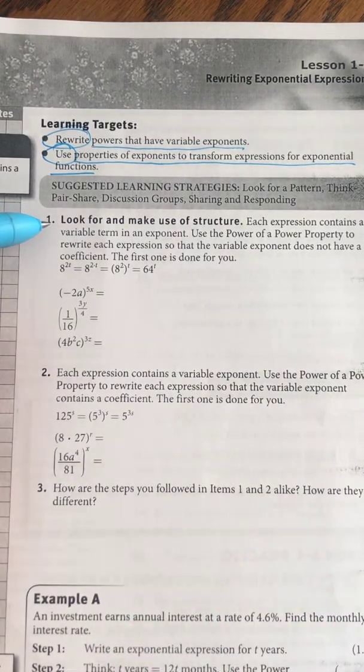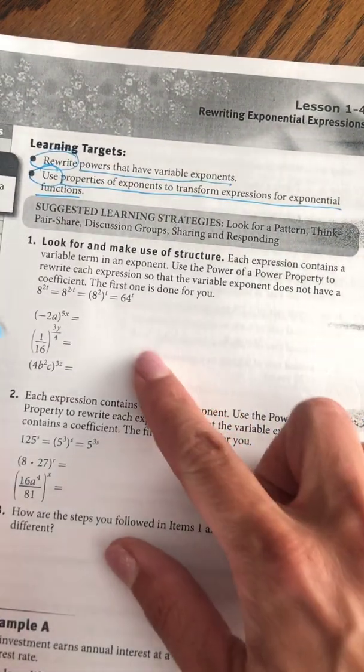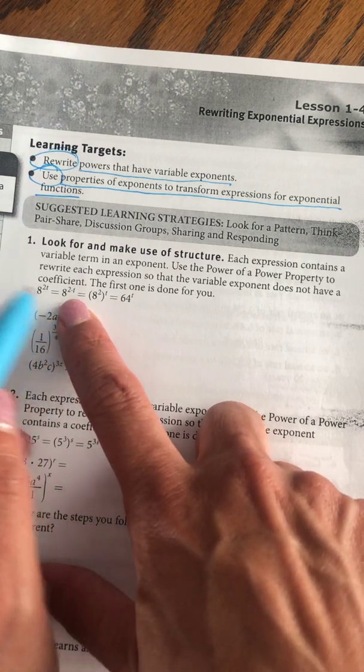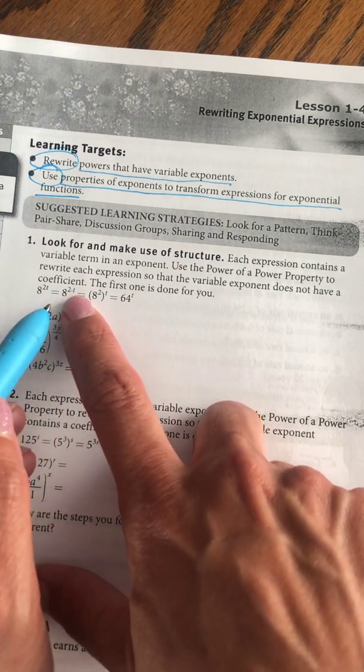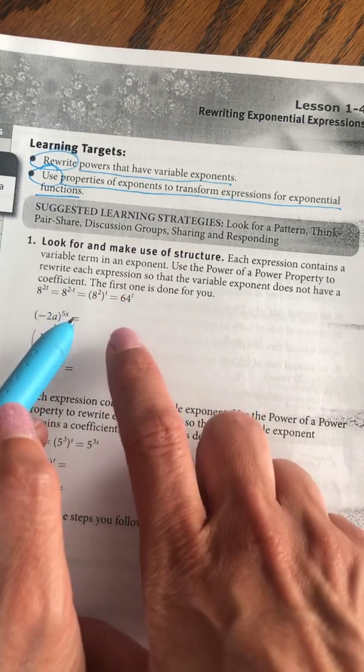All right, so number 1, each expression contains a variable term and an exponent. Use the power of a power property to rewrite each expression so that the variable exponent does not have a coefficient. The first one is done for you. Okay, so they just want you to rewrite these expressions. So they have 8 to the 2t, and then they break it up. 8 to the 2t is basically 8 to the 2 times t, and then we can just write 8 squared raised to the t power.